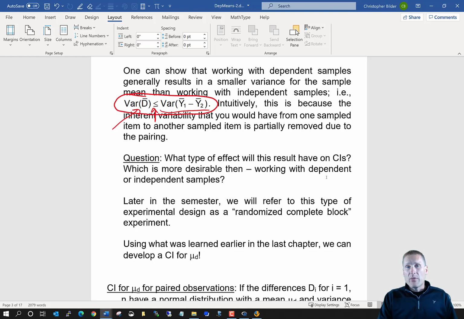The reason is that since we have this thing in common amongst the things that we're sampling, we're basically removing that variability that you would normally have from our experiment. And that's why this variance will be smaller.